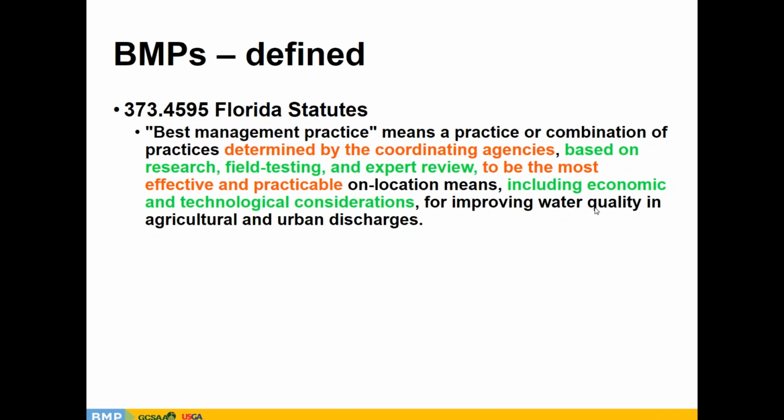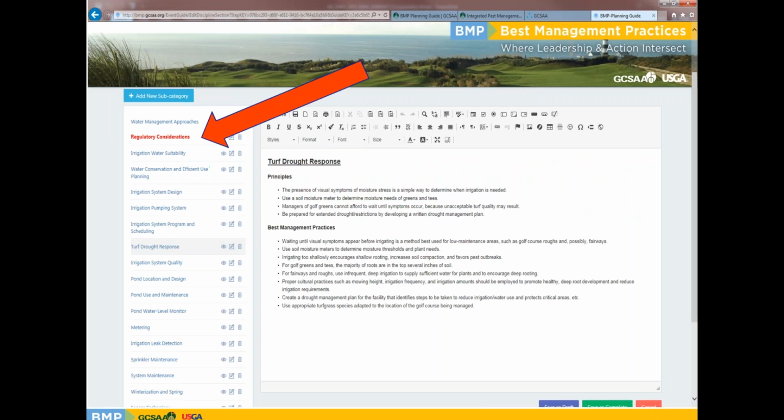And then this last sentence, for improving water quality in ag and urban discharges, that is key. Again, that takes us back to the reason BMPs are being developed in the first place, which is really to drive water quality improvements. And so you will notice when we go back to the template, again, we're looking at this drought response category for water, you see that regulatory considerations is highlighted in red. The font is red. In every single category of BMPs you will see this regulatory considerations, and it is highlighted in red just to be attention-grabbing. And so it's important that within your individual states you really scour the regulatory side of it to make sure that your BMPs will be compliant with state and local regulations.